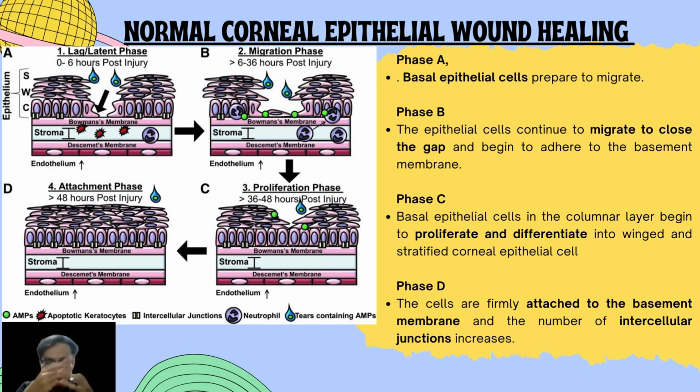Well, it is an active phase, requiring ATP, and the basal epithelial cells will migrate themselves to close the area of the defect or the gap. The proliferation phase, where the basal epithelial cells will proliferate and differentiate themselves to transform into wing cells or superficial cells. And last phase is the attachment phase.